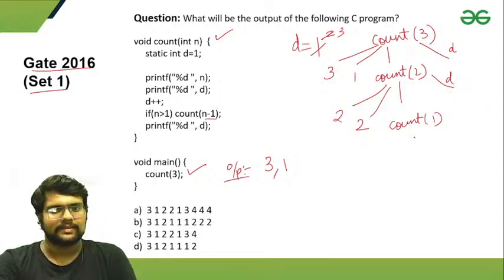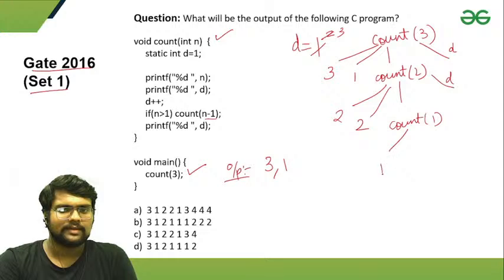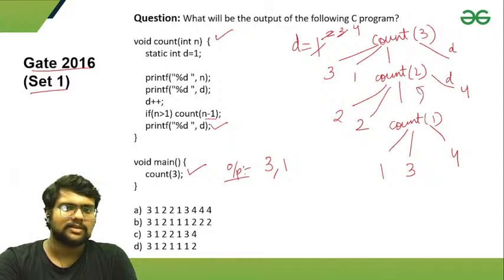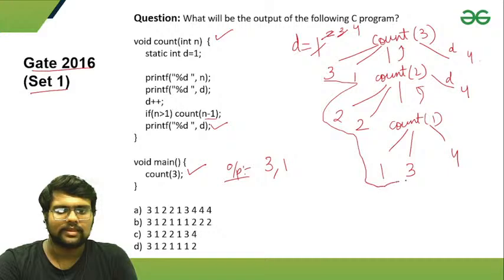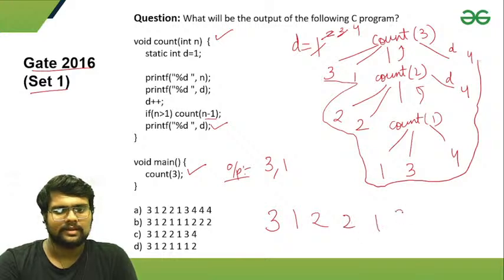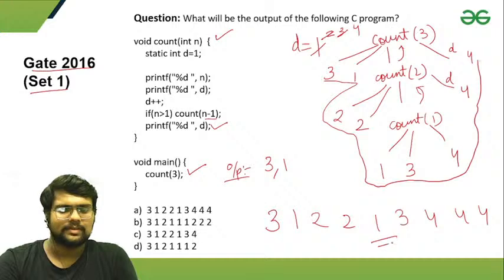So when this count of 1 is called, it will first print the value 1, then it will print the value of d, that is 3, then it will increment the value of d. Now n is 1, so 1 is not greater than 1, so we just print the value here. Currently d is 4, so it will just print 4. And when the function calls return, we are printing d, so it will be 4 each time. So our correct output will be 3 1 2 2 1 3 4 4 4. So this will be the correct output.